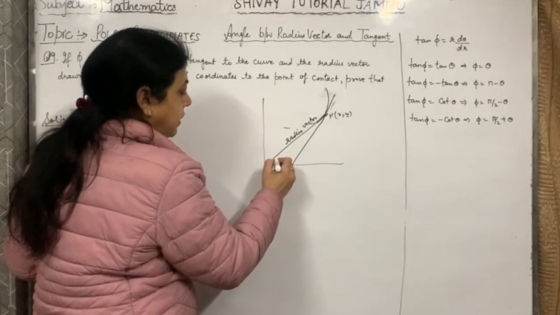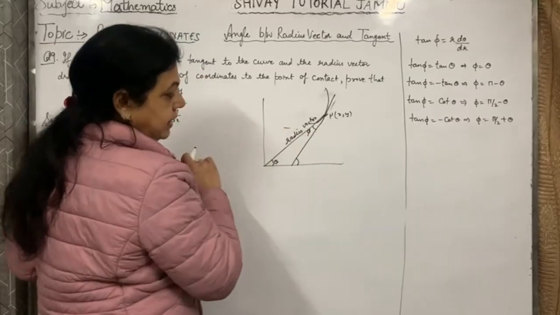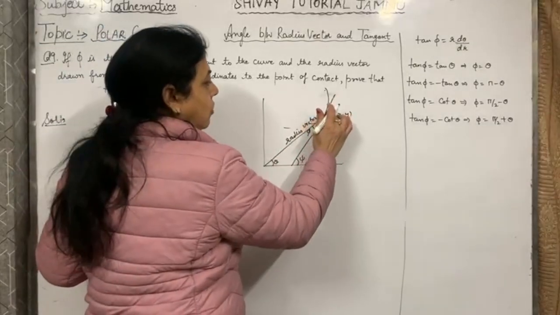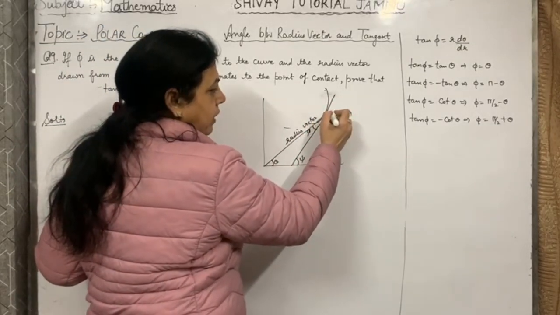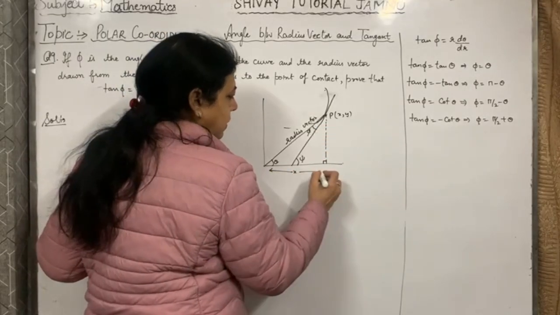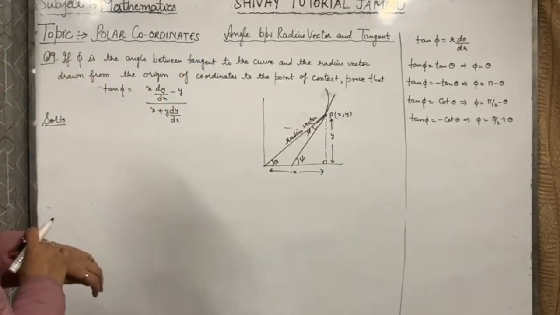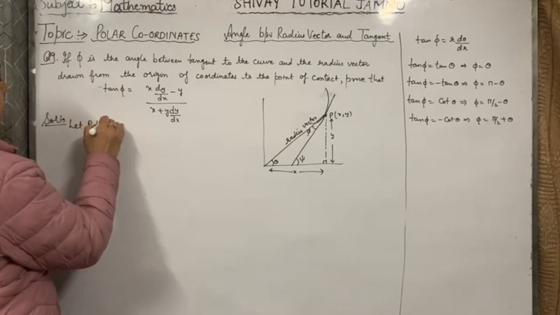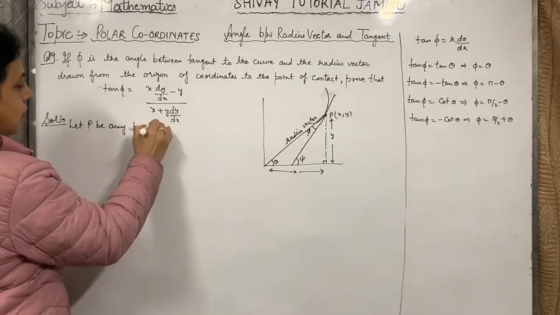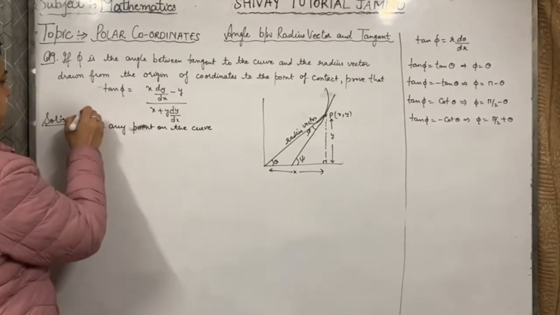Suppose this makes theta and phi is the angle between radius vector and tangent, and we take this psi as angle. Clear? And these are the coordinates. P coordinates are x, y. We draw the altitude. This distance will be x and this distance will be y. Clear? Okay. Let P be any point on the curve. We will write it as P(x, y).